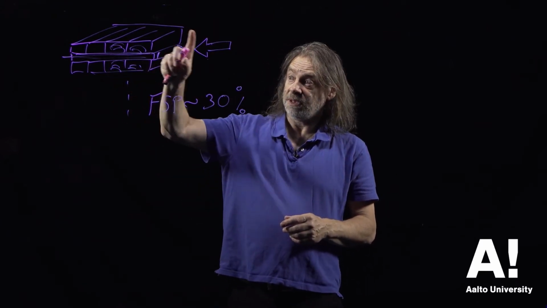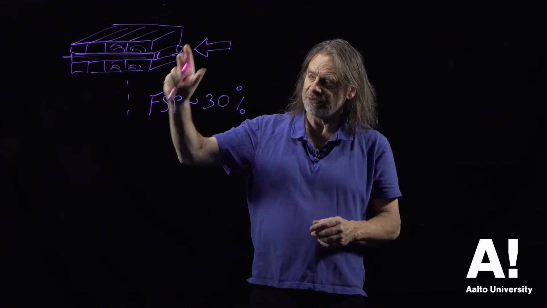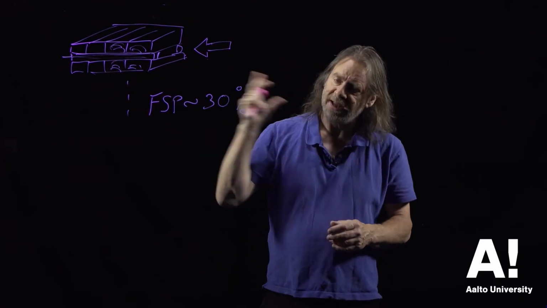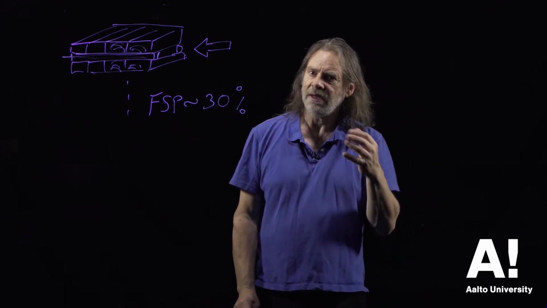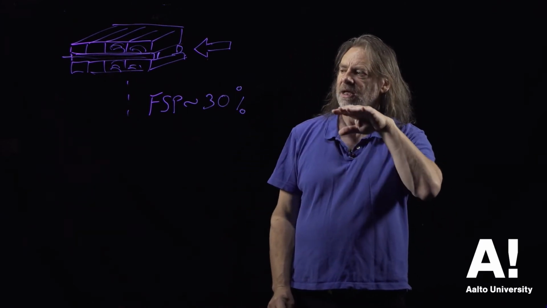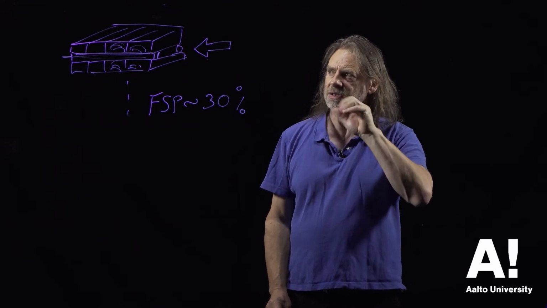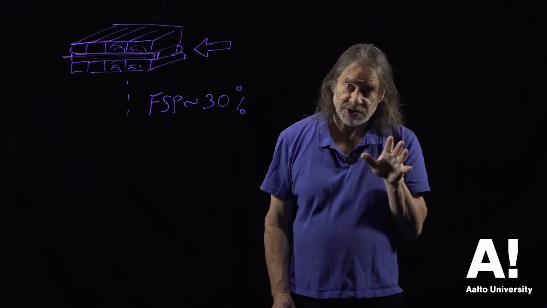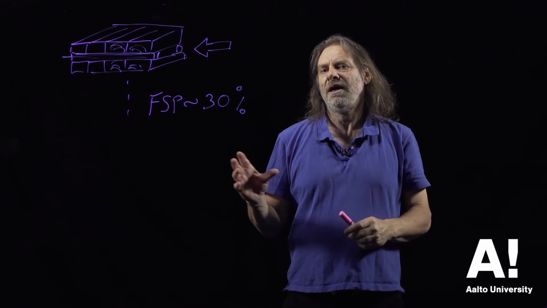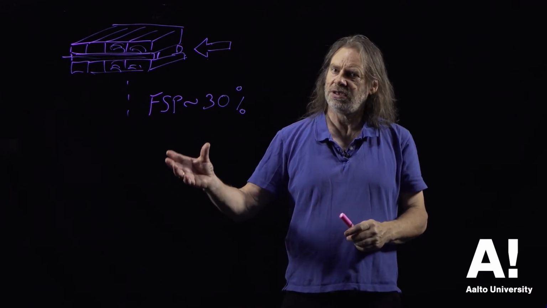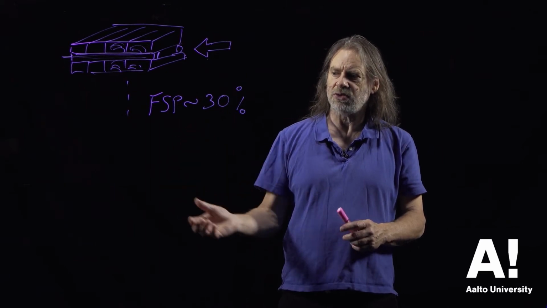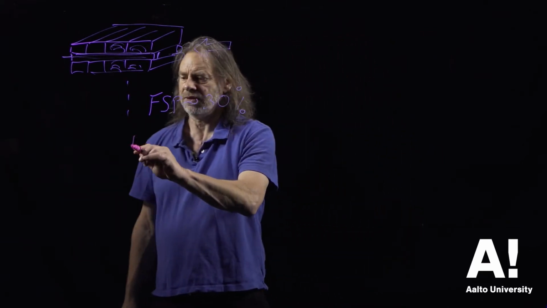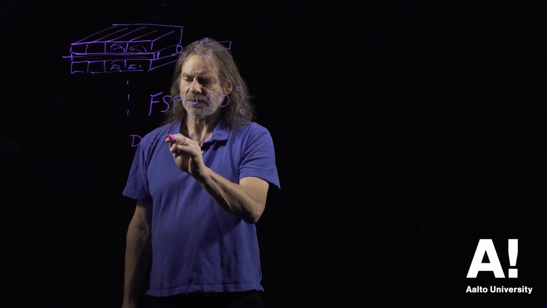Over time, as I say, we're going to get to the point where we reach fibre saturation point, and when that occurs, we're going to start taking moisture out of the cell wall. And when that happens, we are going to have the dimensions of the wood changing. And when the dimensions of the wood change, we are now in a regime where we can have distortion occurring. And that's something we want to avoid.